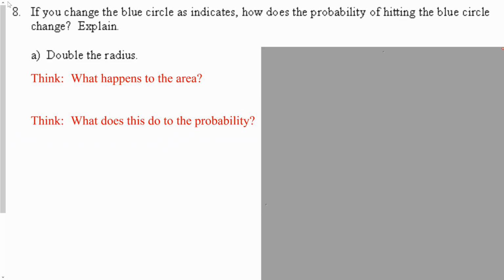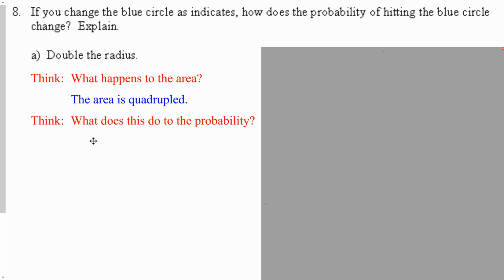Now, we've covered this concept before, but this brings it back around again. If we take that blue circle and we make some changes to that blue circle, how does the probability of hitting that blue circle change? So let's say, for example, we double the radius of that blue circle. So it goes from being a 1-inch radius to a 2-inch radius. What happens to that area? What have we talked about in the past? We should know now how doubling a linear length affects area. Hopefully you can recall that that area would be quadrupled. It would be multiplied by 4, 4 times bigger.